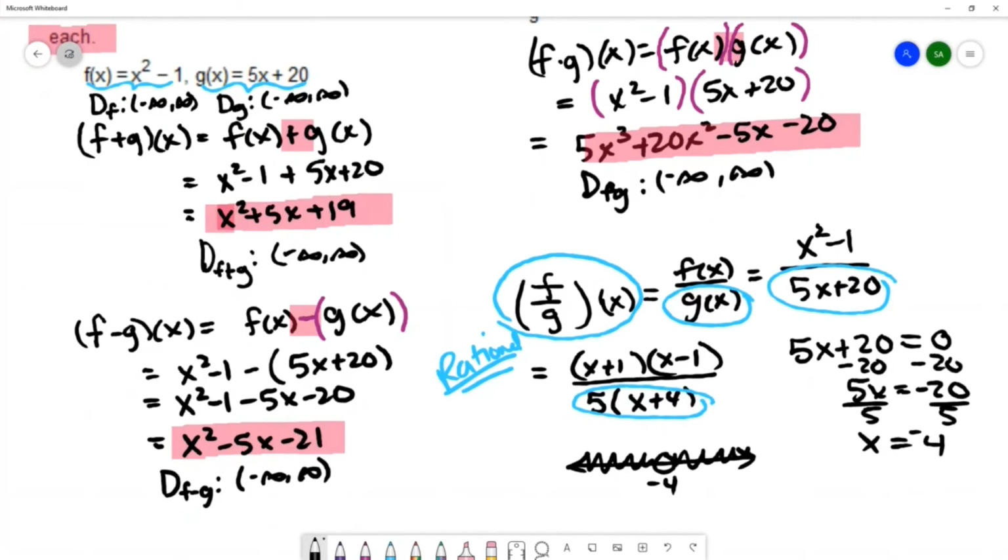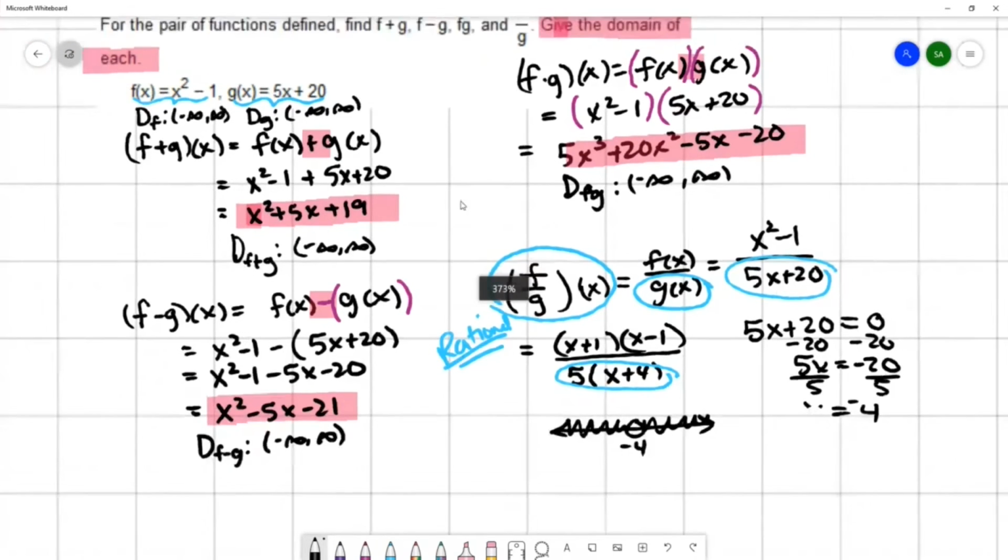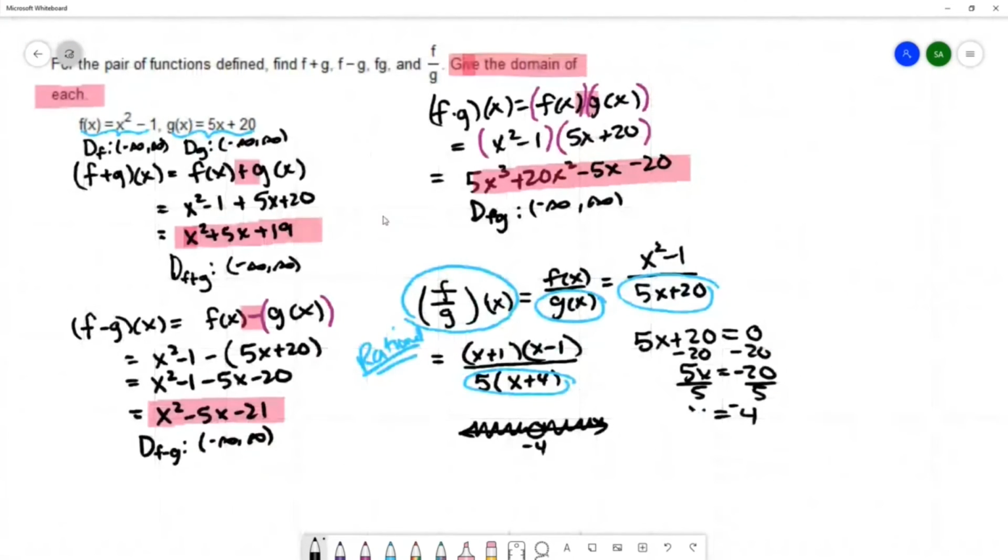And we write that in interval notation. Let me zoom out so I'm not losing part of my question here. Our interval notation will be negative infinity to negative 4, union with negative 4 to infinity. And that's the domain of f over g.